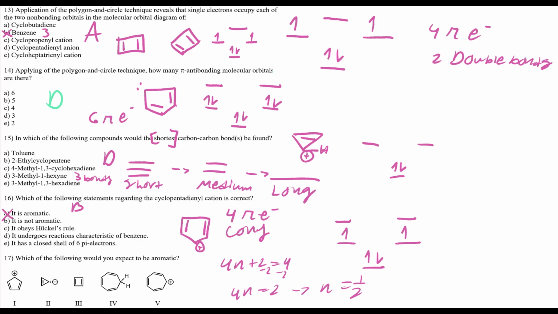So C is wrong. It undergoes reactions characteristic of benzene. So it's saying that this behaves like benzene. No, it doesn't. Benzene has 6 pi electrons. This has 4. That's bad. It has a closed shell of 6 pi electrons. Again, this is 4 pi. So that's bad too. So the answer choice is B.